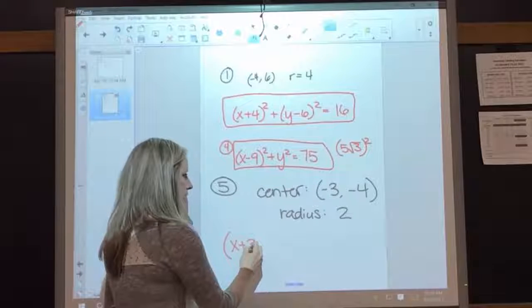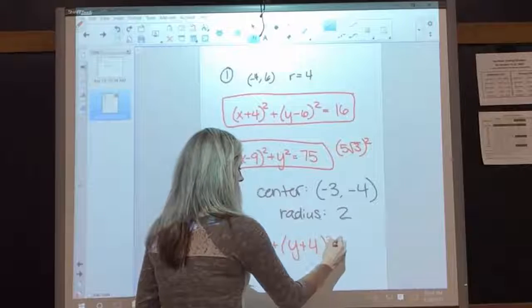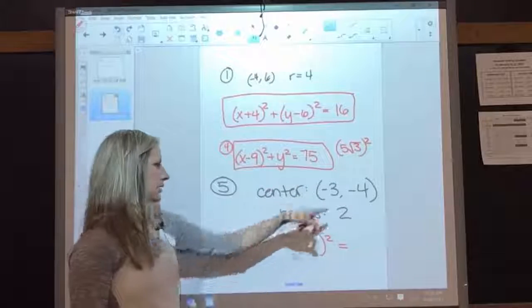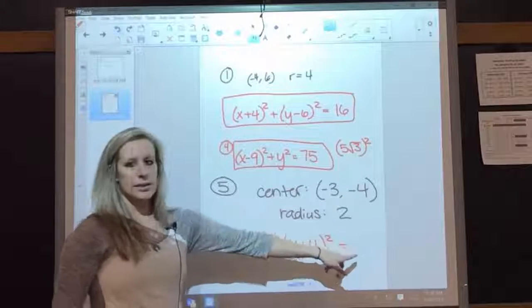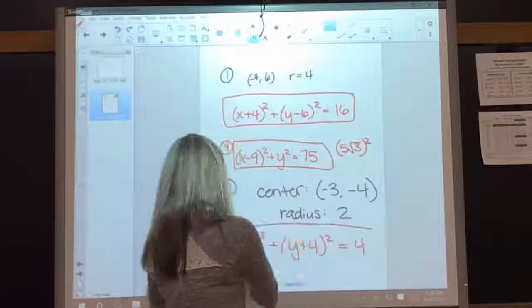Okay, so then you can write your equation. x plus 3 squared and y plus 4 squared. Okay, you take the opposite of your x and the opposite of your y, and that's going to equal r squared. So 2 squared is 4.